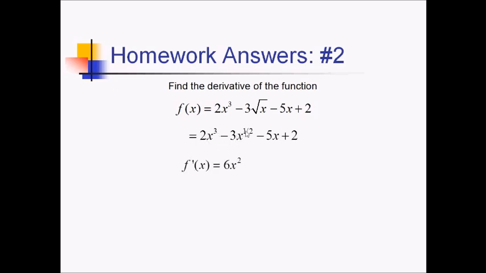Next, this is going to be, let's see, negative 3/2 times x to the negative 1/2 if we subtract 1 from 1/2. Next, we have minus 5. And then the derivative of 2 is just a constant, so that's just 0. So this ends up being our derivative.